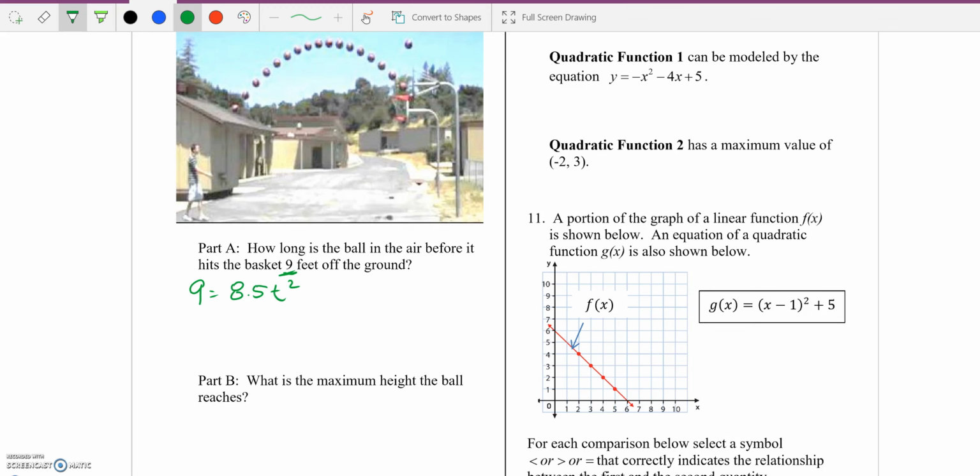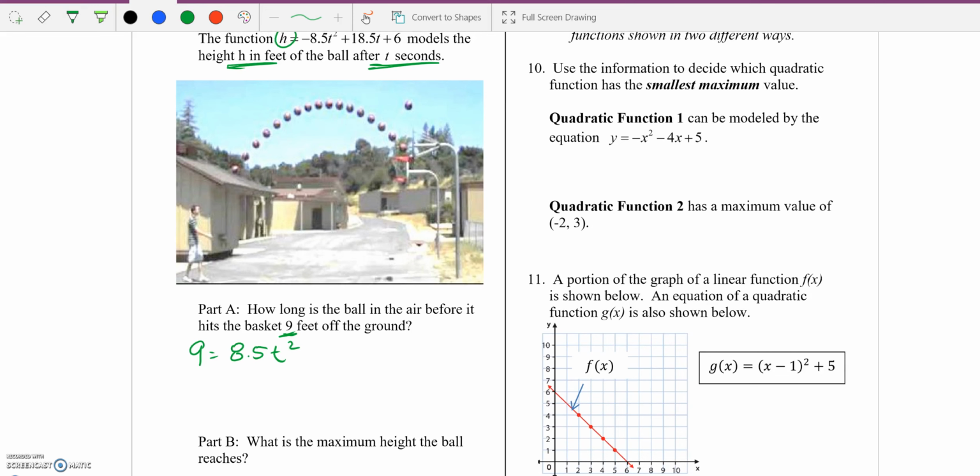-8.5t squared plus 18.5t plus 6. And we know from class that in order to solve the quadratic, it has to be equal to 0. So I'm going to move this 9 to the other side by subtracting it. So 0 equals -8.5t squared plus 18.5t, and 6 take away 9 is -3. So I have this quadratic that I need to solve.